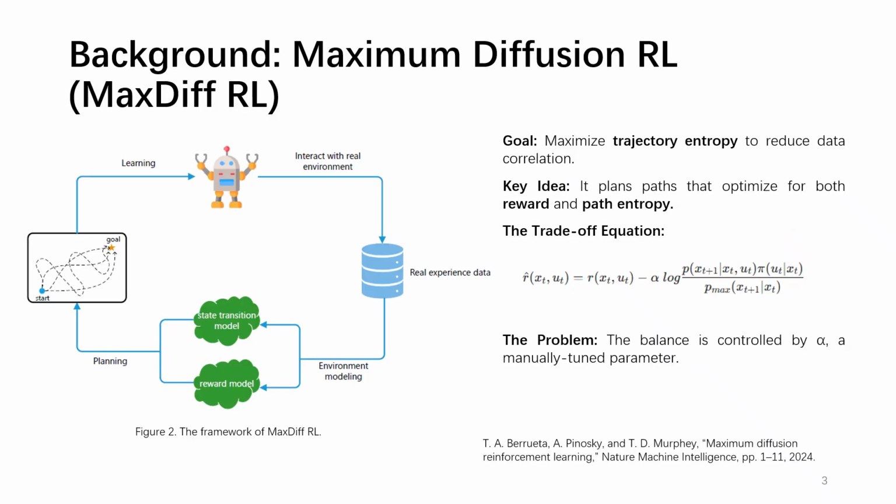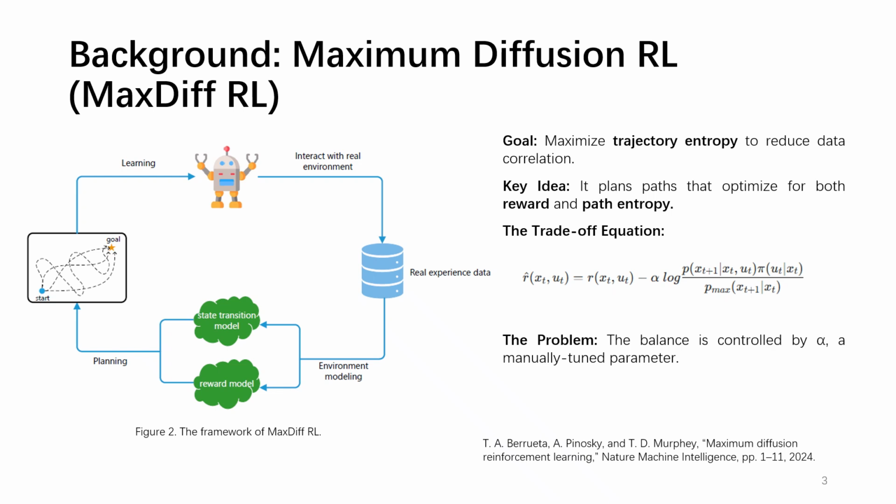To understand the problem better, let's briefly look at how MaxDiff RL works. As shown in Figure 2, MaxDiff RL is a model-based approach. Its primary goal is to maximize trajectory entropy, which helps to decorrelate the data an agent collects. The key idea is to plan paths that optimize for both the expected reward and path entropy.